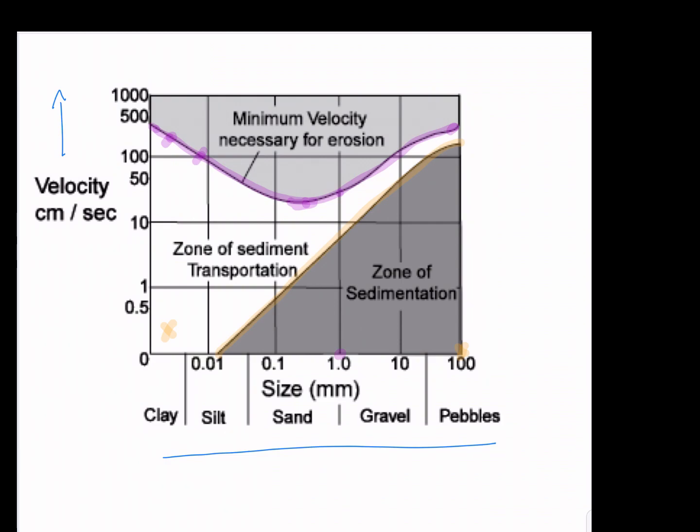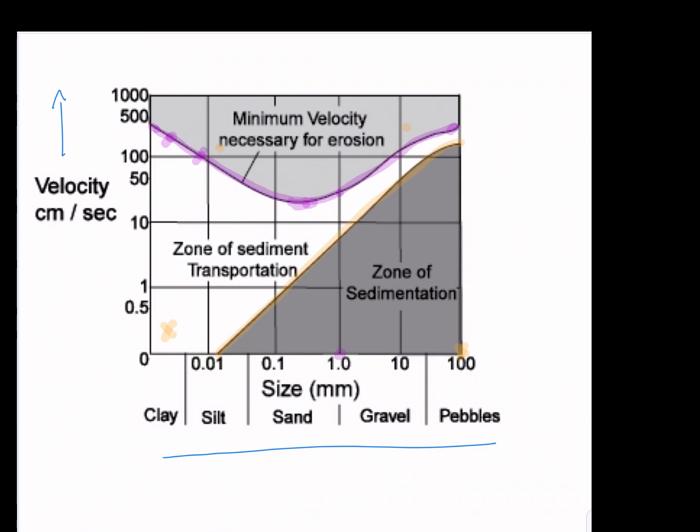The light gray area at the top, up in here, is where material is being eroded. So it's being picked up and brought into the water column so that it can be moved. Everything in the center of the graph, in the white area, is in the zone of sediment transportation, which means that the sediment is being moved by the river. So this graph is really important for understanding the different ways that water actually moves material around the landscape.